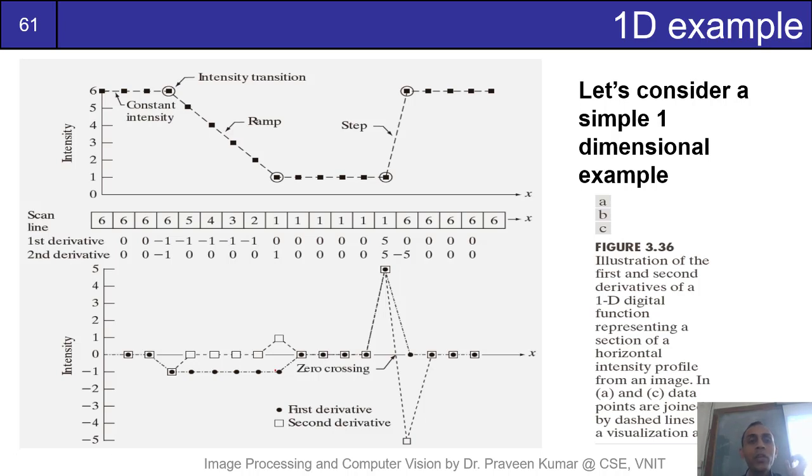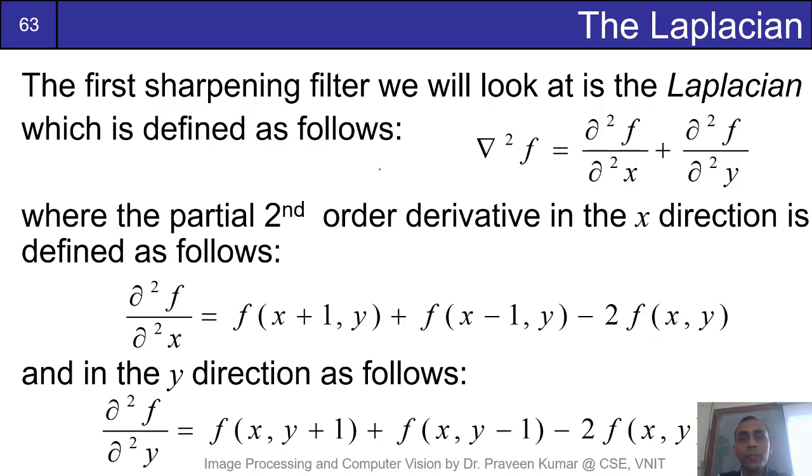As per our previous intuition, if you want to highlight only the edges, we wanted this response here. Which one of the first derivative or second derivative do you think will be useful? The second derivative is giving a better response and will be more easily used. We will see the first derivative also used later on. But for sharpening purposes, if you just want to sharpen an image, we can use the second derivative operator, which will actually give us the desired response.